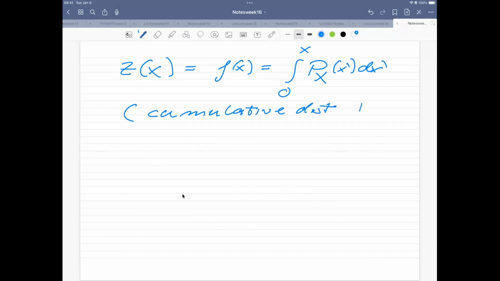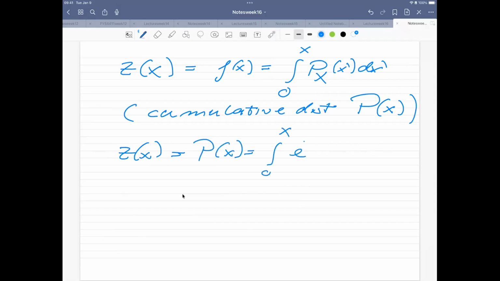And I'm simply going to call this with an uppercase P of x. So this z of x is actually equal to our P of x, the cumulative distribution, that's the definition of it. And that is given by the integral from 0 up to x. And now I put in the exponential distribution, dx prime. And we know that this is pretty trivial to solve. So this is 1 minus the exponential of minus x.